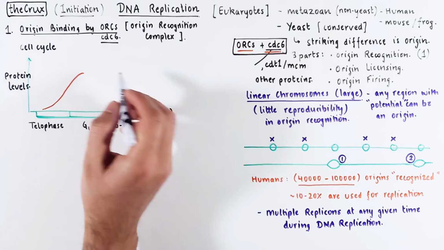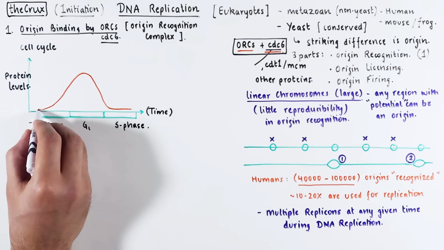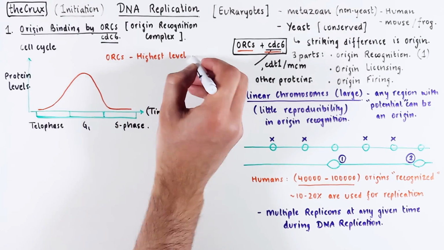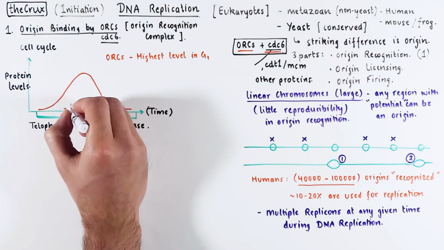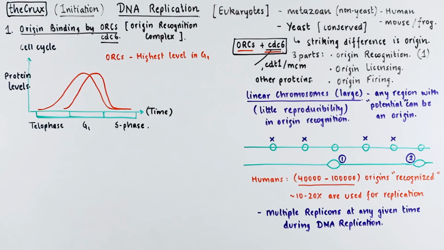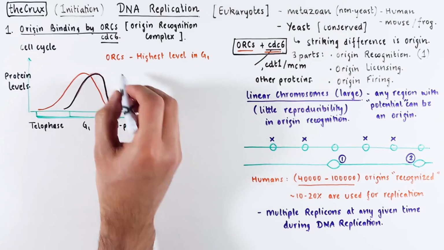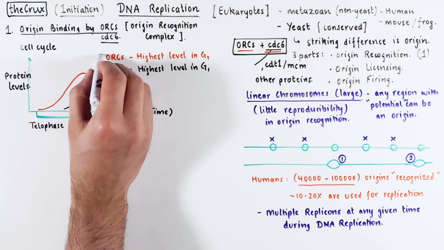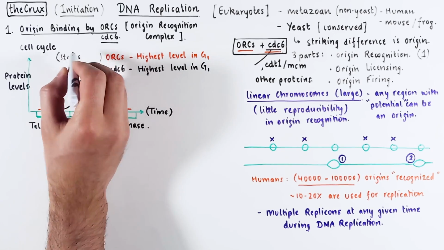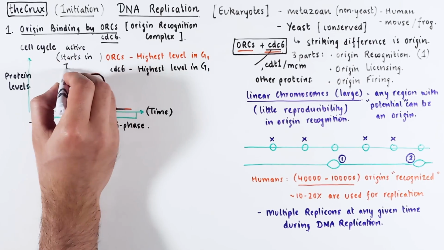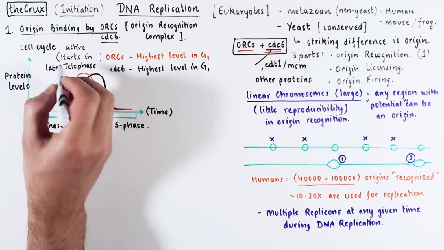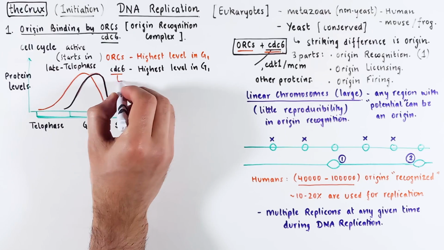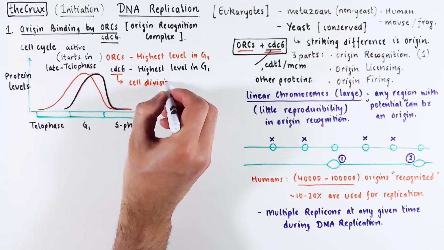If we talk about ORCs, it starts expressing in the late telophase and peaks in the G1 phase, and it is not seen in the S phase. The cdc6 expression is limited to the G1 phase, and it sharply drops in levels in the early S phase. Since ORCs start expressing early, the origin binding can actually start as early as the late telophase of the cell cycle. By the way, cdc6 is also called cell division cycle 6 protein.